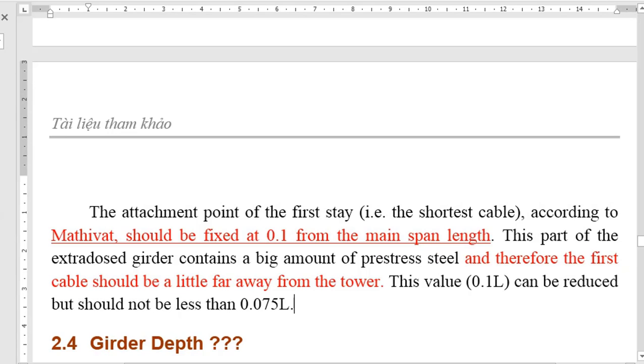The attachment point of the first stay, that is the shortest cable, according to Matthew, should be fixed at 0.1 L from the main span length. This part of the extradosed girder contains a big amount of pre-stressed steel, and therefore the first cable should be a little far away from the tower. This value 0.1 L can be reduced but should not be less than 0.075 L.